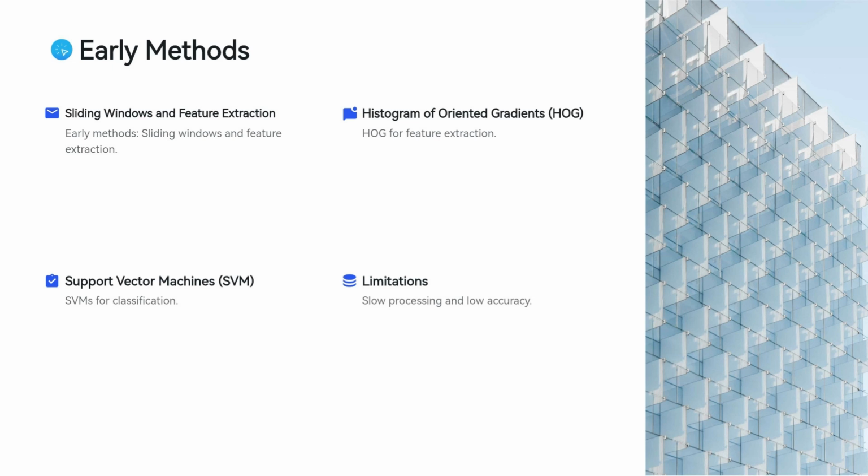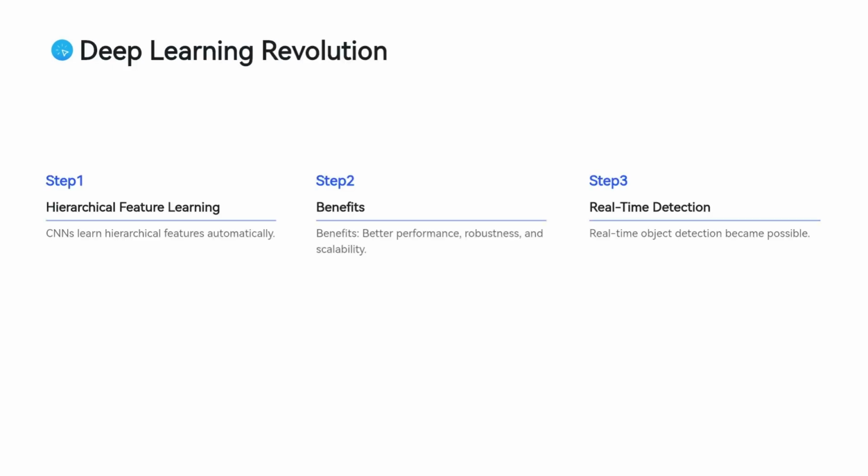The advent of deep learning has revolutionized object detection by automating the feature extraction process. Convolutional neural networks, CNNs, which are designed to automatically learn hierarchical representations of images, have enabled models to achieve far better performance than traditional methods.